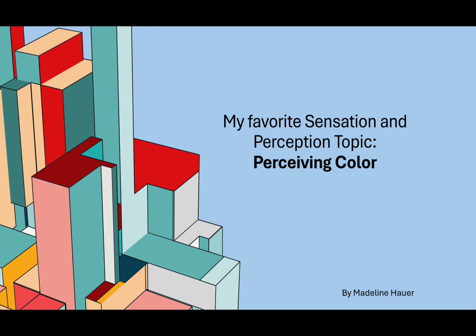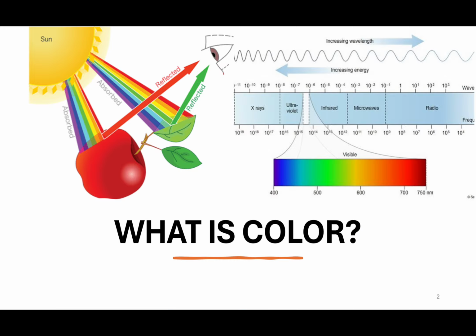I chose this chapter because color is something we experience constantly. I think it is something many of us take for granted and don't appreciate enough. And after learning the science behind how we perceive color, my appreciation for sight and color perception has risen.